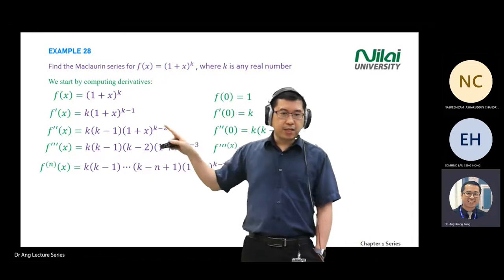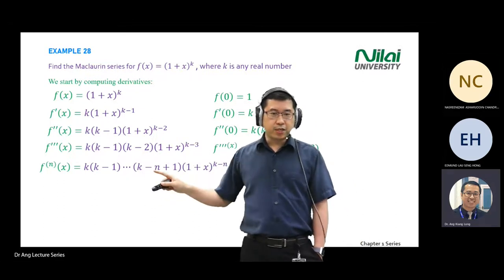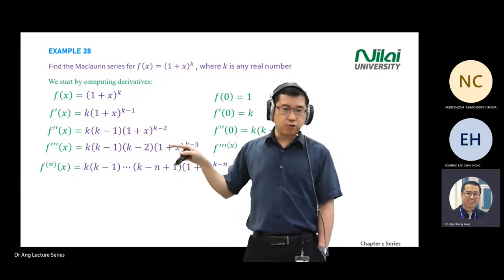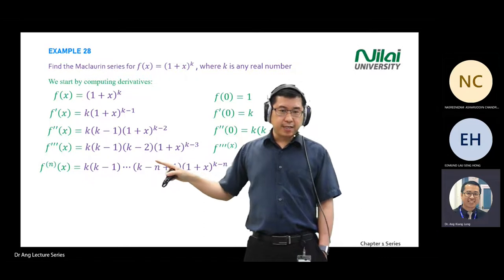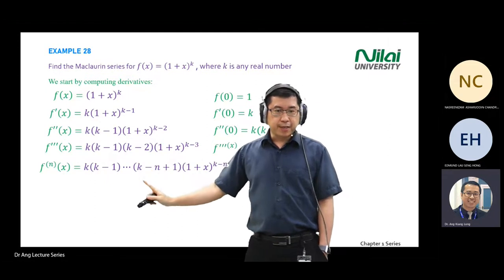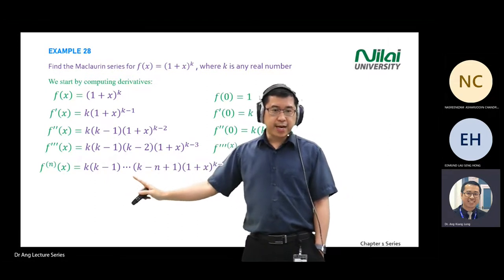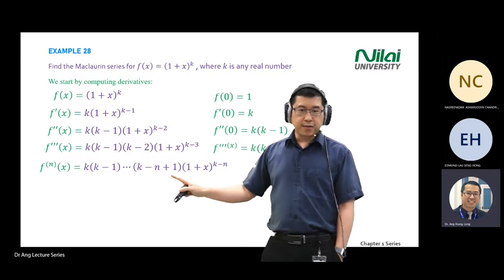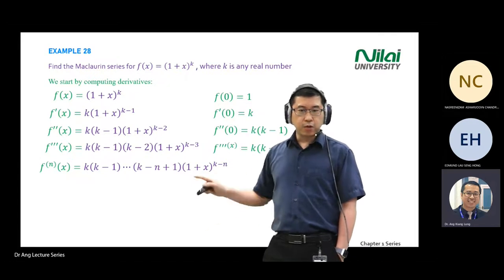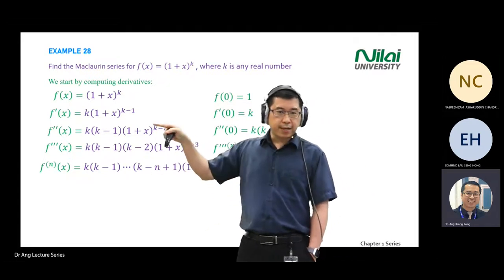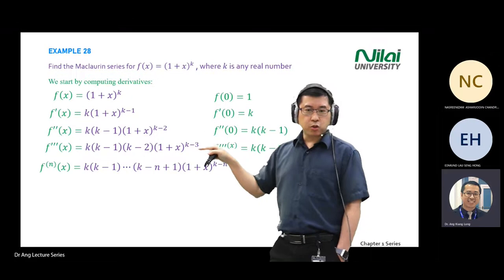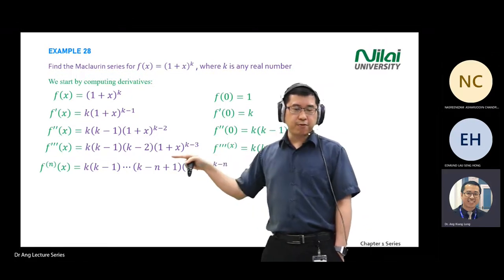And you should see the pattern, and convert it into a general equation. So you can write f superscript n, which means you differentiate how many times, with respect to x. Then you look at the pattern here. Actually, you keep repeating the pattern. You see k times (k minus 1), and then k minus n plus 1, and (1 plus x) power k minus n. You will always add something in the middle, but the rest will always repeat in this pattern. You can do one more line for the fourth one and fifth one.